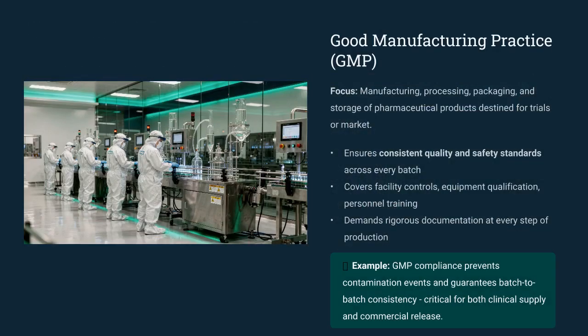Now let us look at GMP, good manufacturing practice. GMP focuses on the manufacturing, processing, packaging, and storage of pharmaceutical products. Its purpose is to ensure that every batch of product is consistently produced and controlled according to quality standards. GMP covers facility conditions, equipment qualification, personnel training, sanitation, and detailed documentation. For example, GMP compliance prevents contamination and ensures batch-to-batch consistency for both clinical supplies and commercial products.